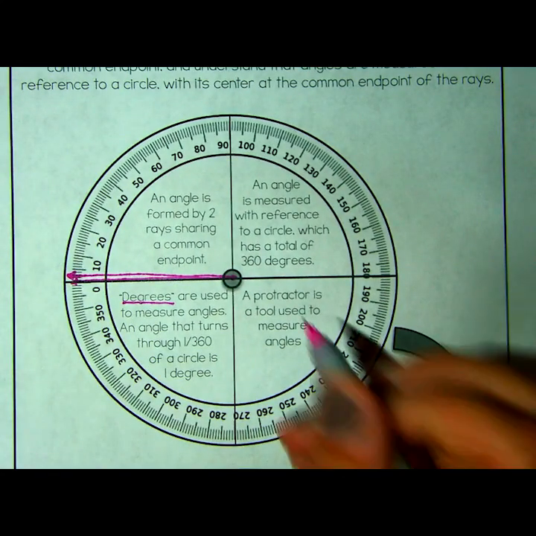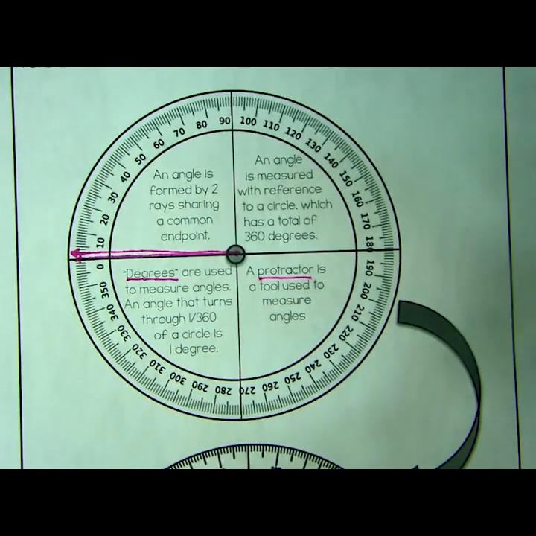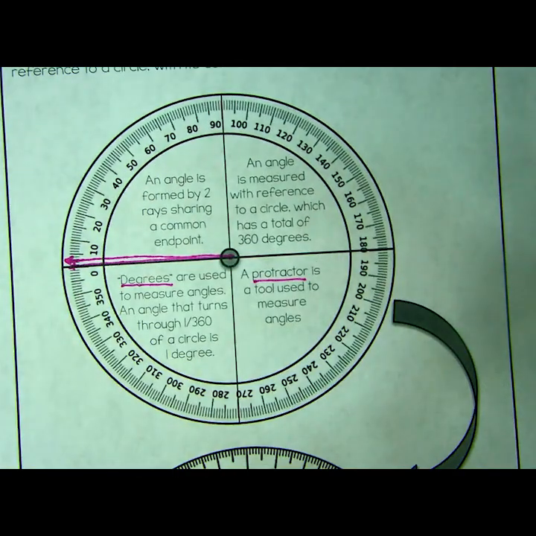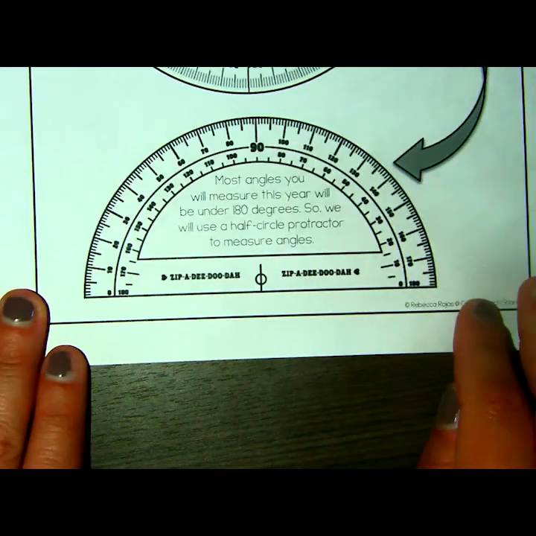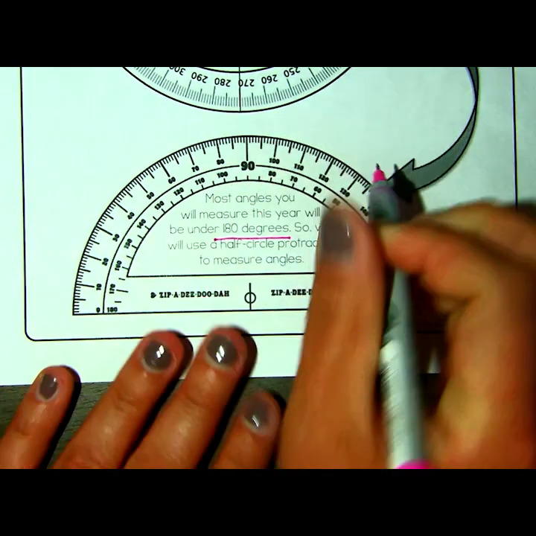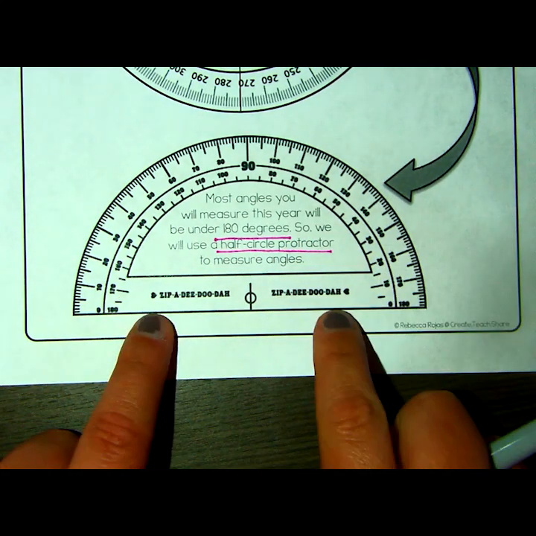So again, we've said that the tool that we're going to use is called a protractor. And in 4th grade, guys, you're not going to use the full circle to measure angles. Most of the angles that you're going to measure will be under 180 degrees. So we're using this half circle protractor. So this is what the tool looks like.